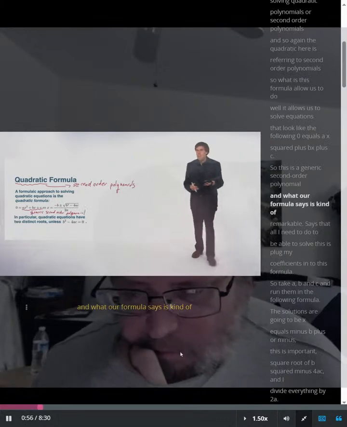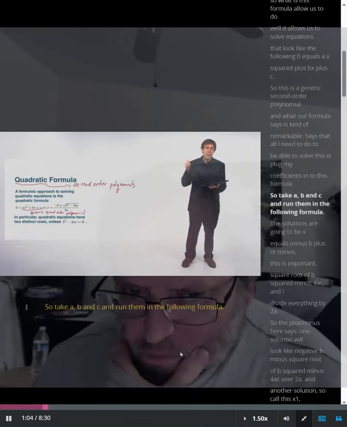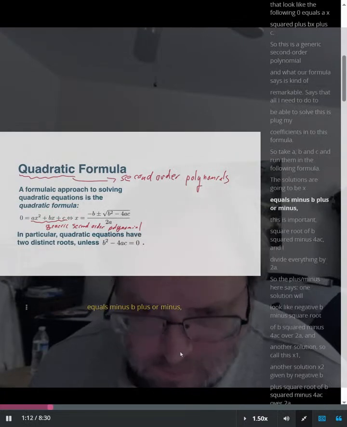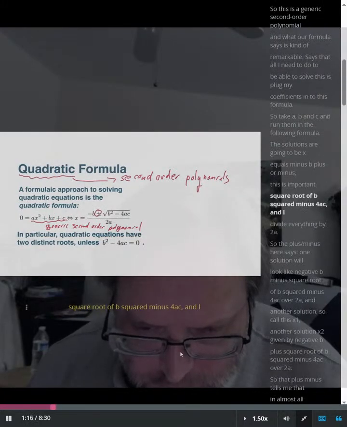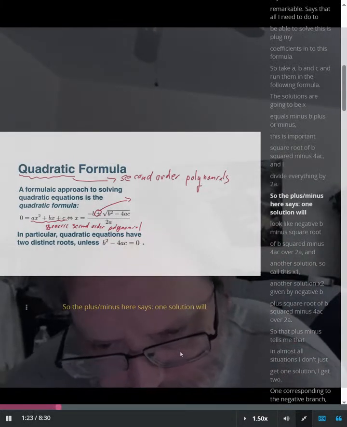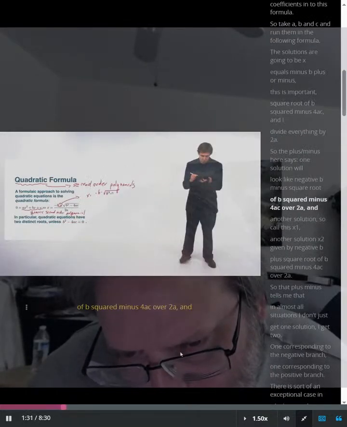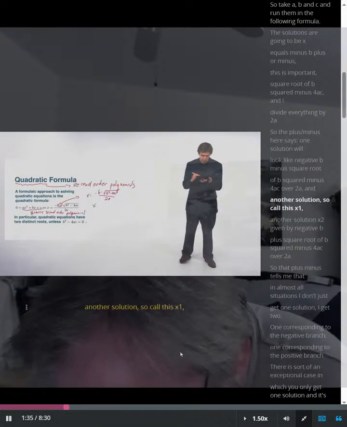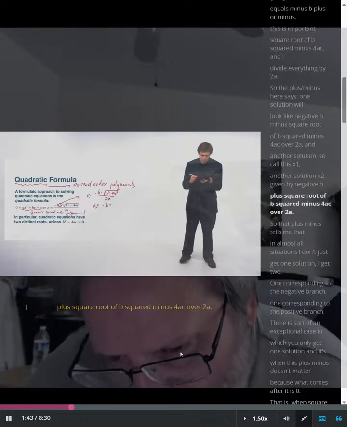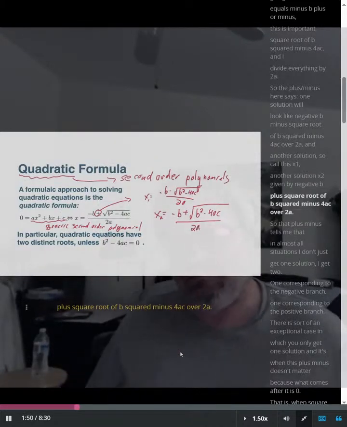And what our formula says is kind of remarkable. It says that all I need to do to be able to solve this is plug my coefficients into this formula. So take a, b, and c and run them through the following formula. The solutions are going to be x equals minus b plus or minus, this is important, the square root of b squared minus 4ac, and then I divide everything by 2a. So the plus minus here says one solution, which I'll call x1, will look like negative b minus the square root of b squared minus 4ac, over 2a, and another solution, x2, is given by negative b plus the square root of b squared minus 4ac, over 2a.